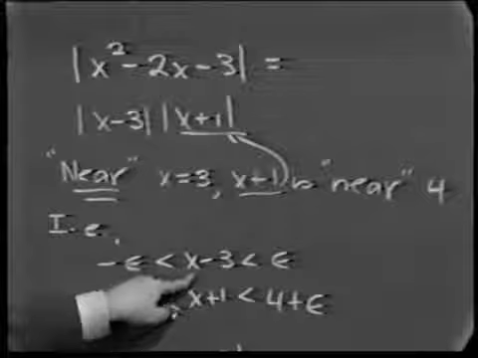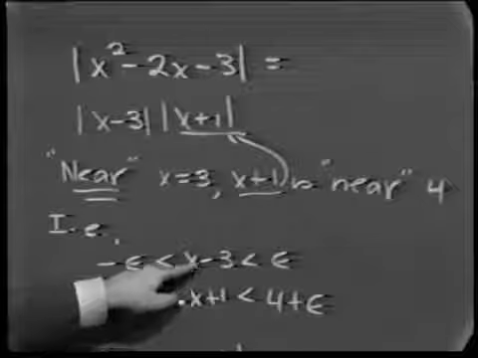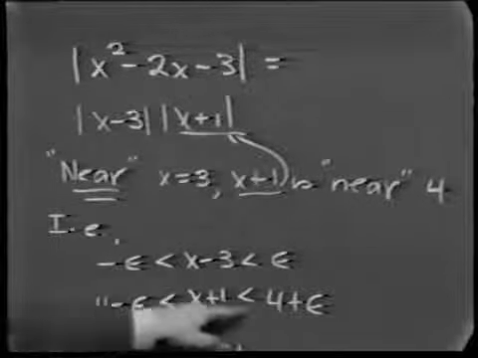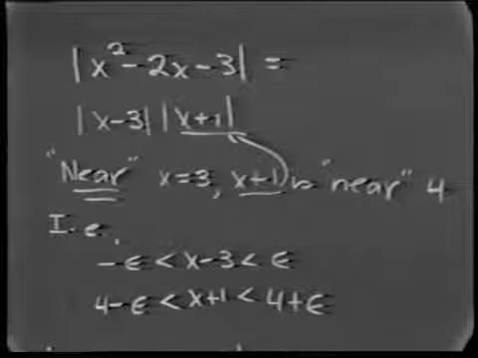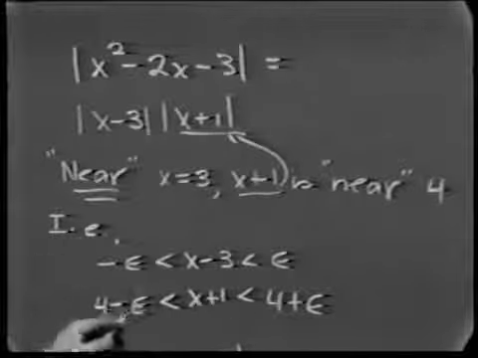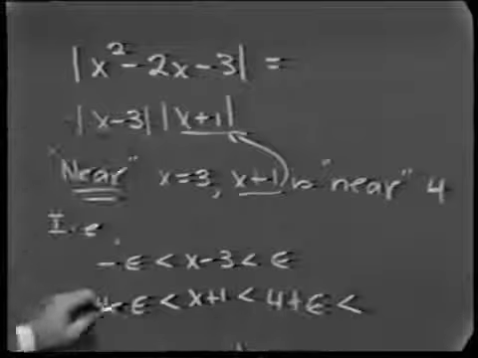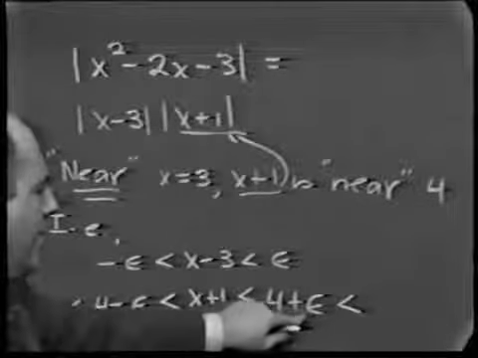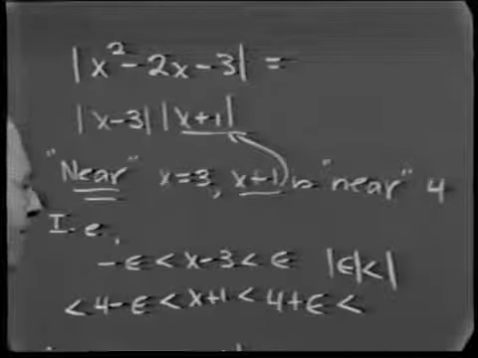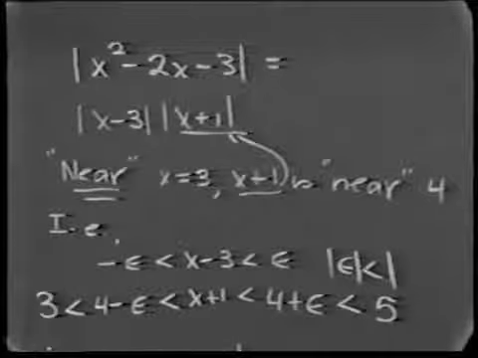Choose an epsilon, and if the absolute value of x minus 3 is less than epsilon, in other words, if x minus 3 is less than epsilon but greater than minus epsilon, then by adding on 4 to all three sides of the inequality here, we see that x plus 1 is less than 4 plus epsilon but greater than 4 minus epsilon. Now you see, if we simply assume that epsilon is less than 1 in magnitude, then certainly this is less than 5 and this is greater than 3.